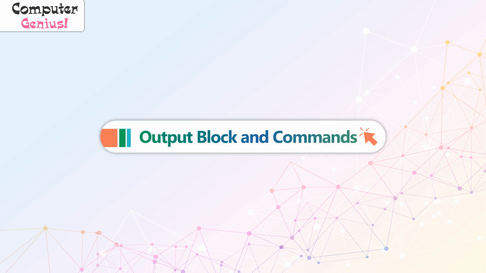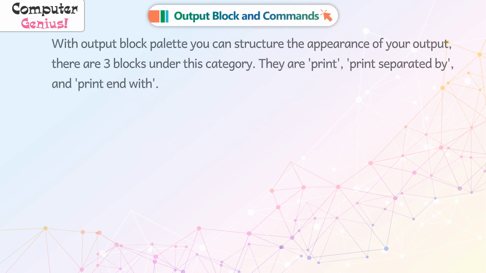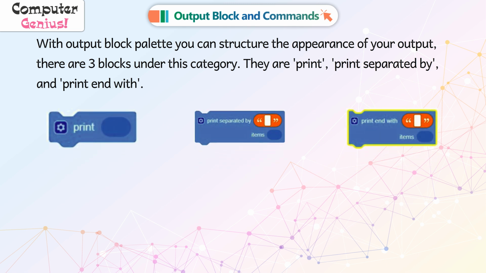Output block and commands. With the Output Block Palette, you can structure the appearance of your output. There are 3 blocks under this category. They are print, print separated by, and print end with.